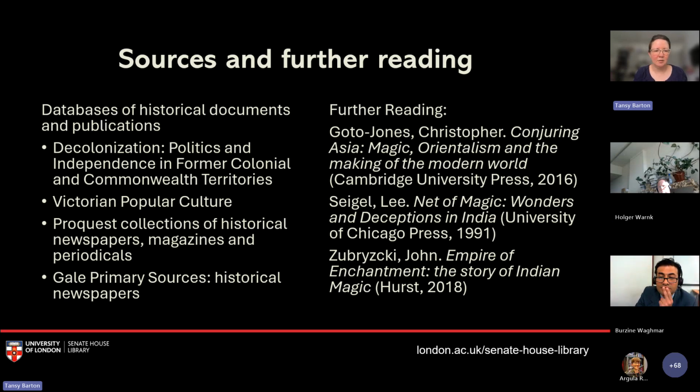The pamphlets that Julio and Argula talked about are digitised on a collection called Decolonisation, Politics and Independence in Formal, Colonial and Commonwealth Territories, and you can access that in the library. A couple of other resources for magic that we have available: Victorian Popular Culture. It features a lot of material digitised from the Harry Price Library and other collections. And then we have some databases here of historical newspapers and magazines, which can be very useful resources for tracing the careers of magicians and their performances.